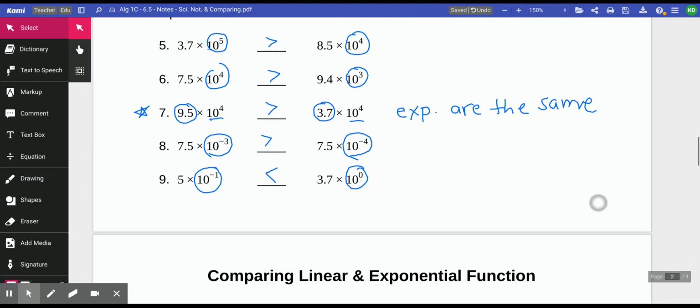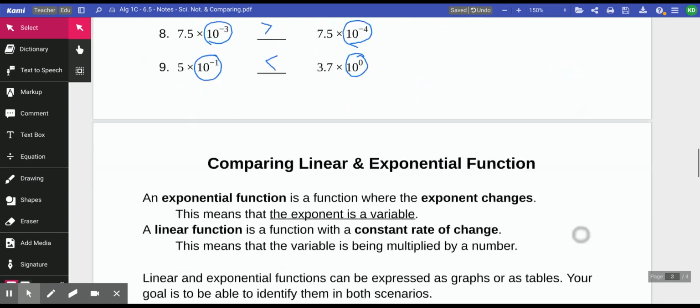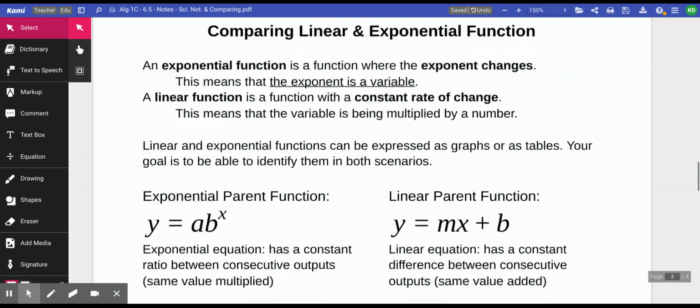Okay, let's move on to our next set of notes, which is comparing linear and exponential functions. So an exponential function is a function where the exponent changes. So that means the exponent is a variable, right? It's saying the number of times I'm multiplying by the base is going to change.